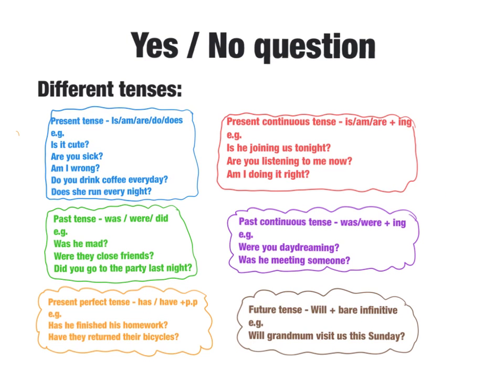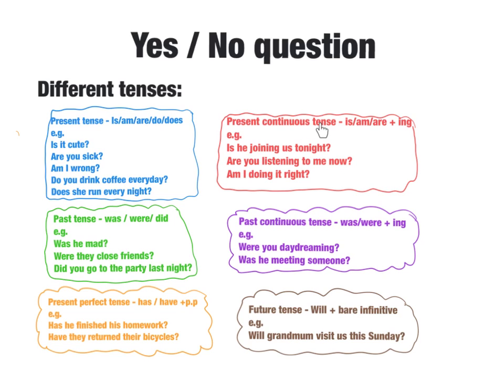And of course, you can ask yes-no questions in different tenses. Simply change the verb to be or the auxiliary verb. For example, in present tense, we use is, are, do, does. Like, is it cute? Are you sick? Am I wrong? Do you drink coffee every day? Does she run every night?